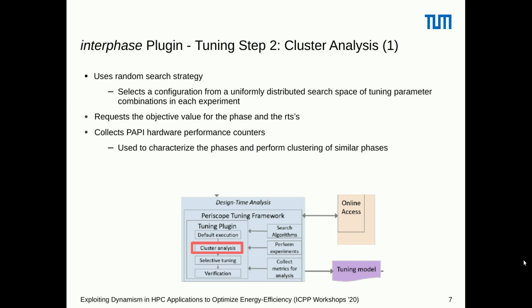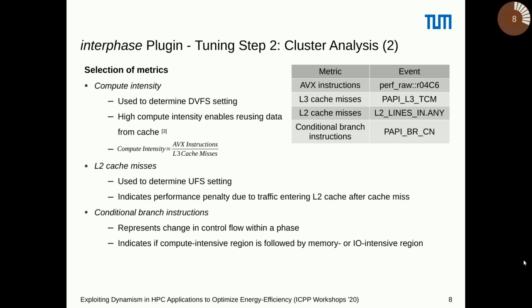The plugin requests the energy consumption for the phase as well as the RTSs in each experiment. Additionally, the plugin collects PAPI hardware performance counters that are used to characterize the phases and perform clustering. Selecting the right metrics is crucial since this influences the clustering and ultimately the selection of optimal configurations. We selected 3 features for clustering.